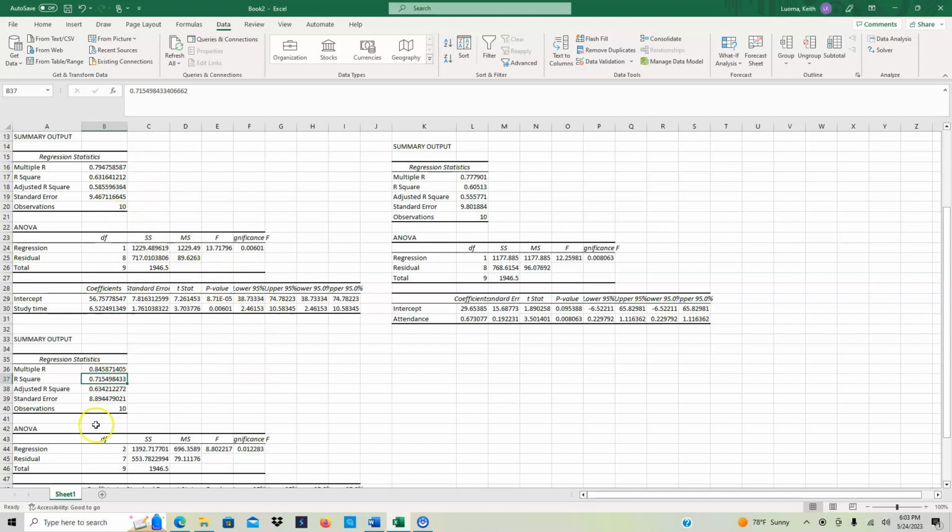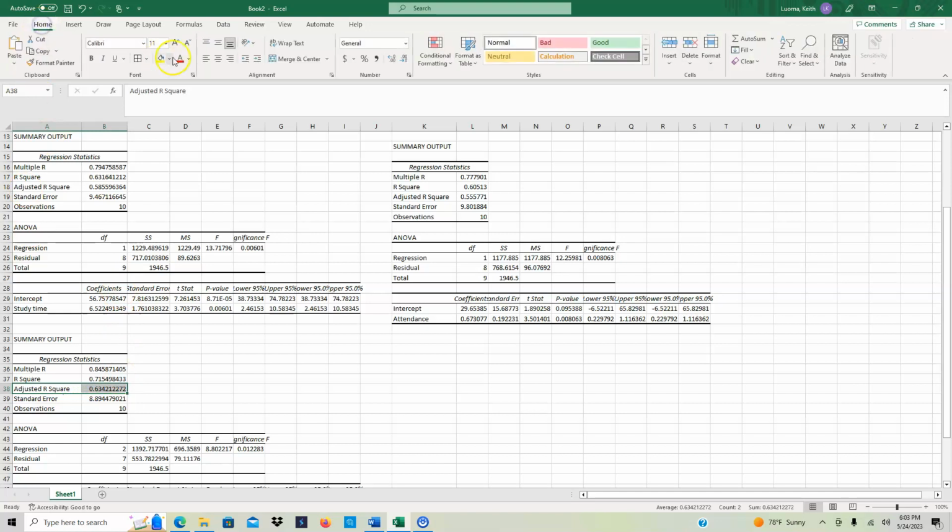Every time you do a regression, you get all these same entries here: multiple R, R squared, adjusted R squared. But when you use more than one variable to make your prediction, that is multiple regression, you don't use R squared. You use here this value, adjusted R squared. Okay? So R squared if you're using one variable to make a prediction, more than one, adjusted R squared.